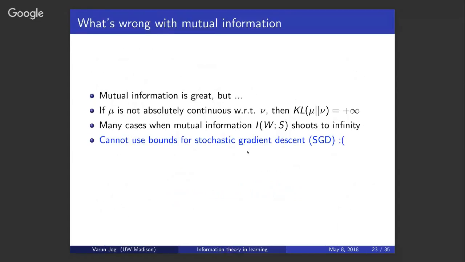In particular, what really bugged us was that you can't use this bound even for standard stochastic gradient descent. You can use it for the Langevin dynamics, but you can't use it for stochastic gradient descent, again because of the same issue that mutual information shoots up to infinity. So, thinking there has to be some way to use these ideas and apply them to regular stochastic gradient descent, or to cases where there is a deterministic output based on the input.